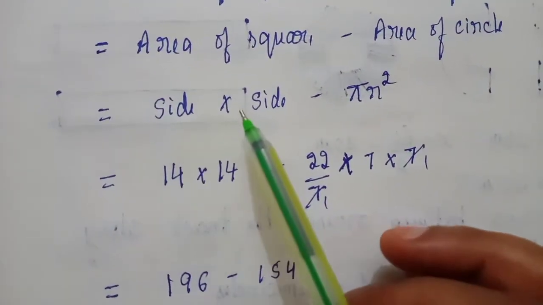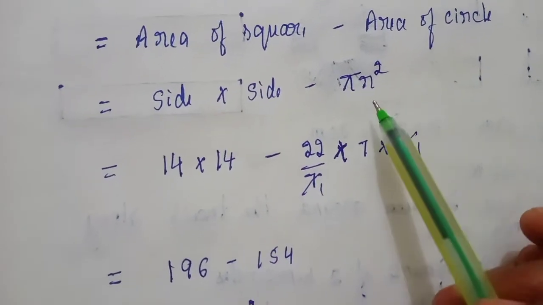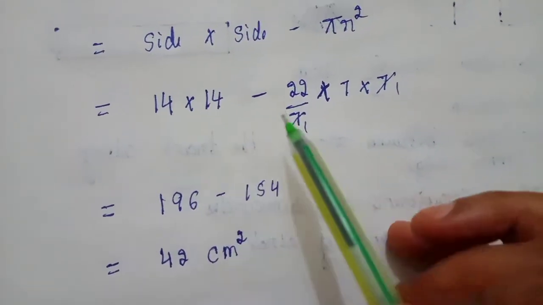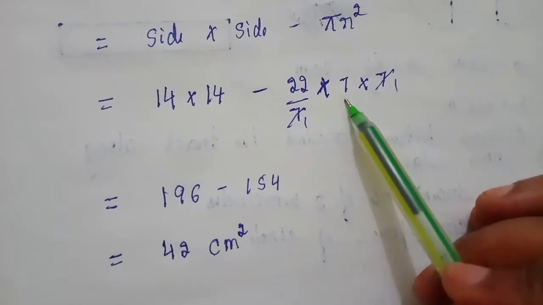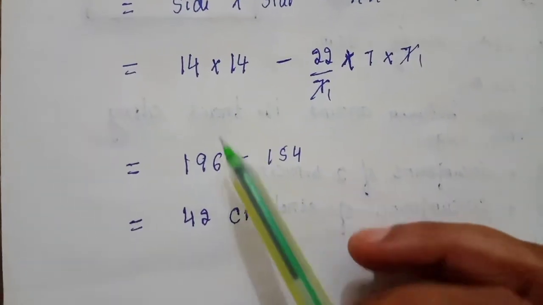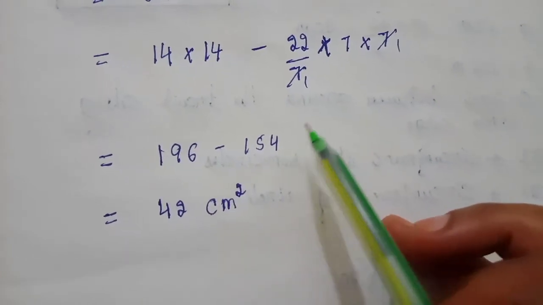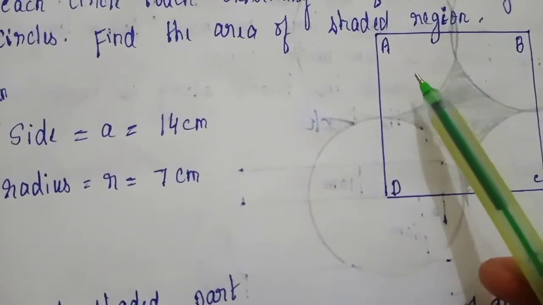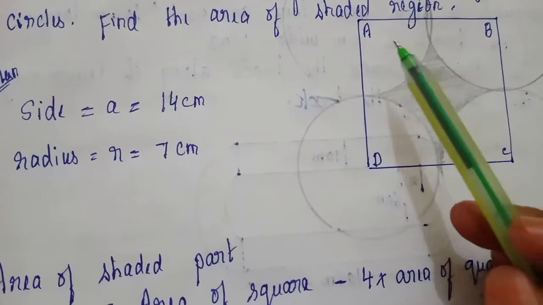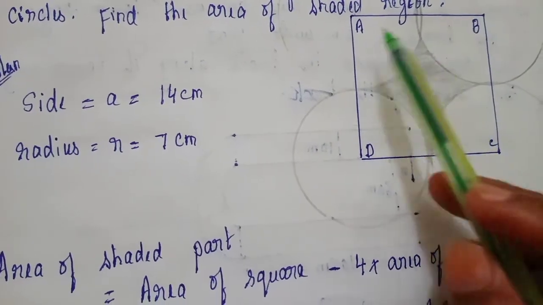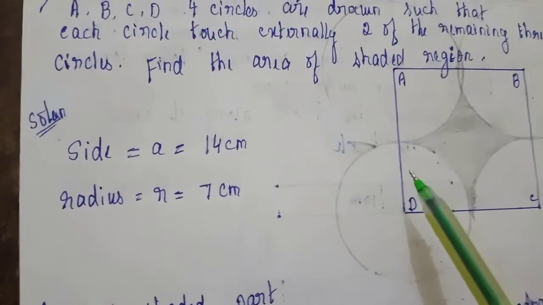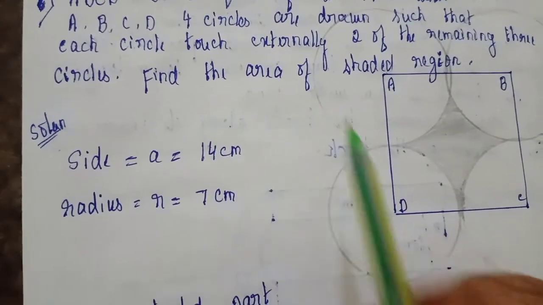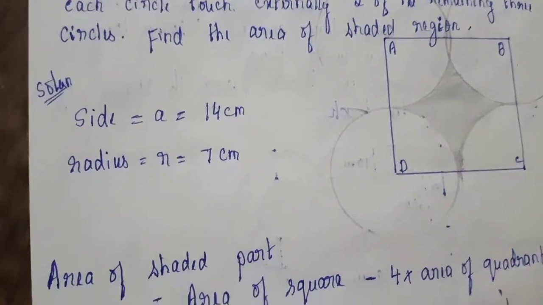So you know that area of square is side into side, minus area of circle is pi r square. So substitute the values. Side is 14. 14 into 14 minus 22 by 7, and radius given 7 into 7. So multiply this, you get 196 minus 154. So that is 42 centimeter square. So in this way you can find the area of the shaded part, that is by subtracting 4 quadrants from the given square. And make a note that sometimes the diagram may not be given in the exam. So try to understand the question so that you can draw the diagram on your own.